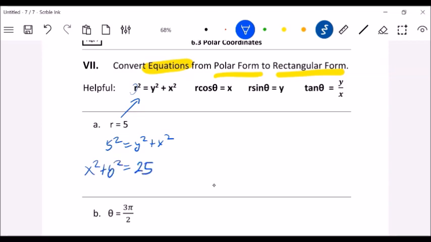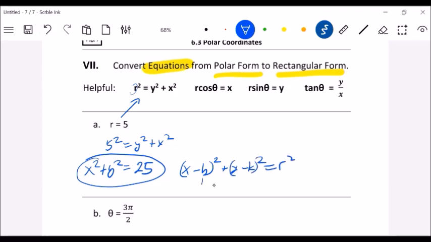Oh, doesn't that look very familiar? That is the same as (x − h)² + (y − k)² = r². The h and the k are the center of a circle, and the r is the radius of the circle. So in this case, we have (x − 0)² + (y − 0)² = 5². So (0, 0) is our center, and 5 is the radius.